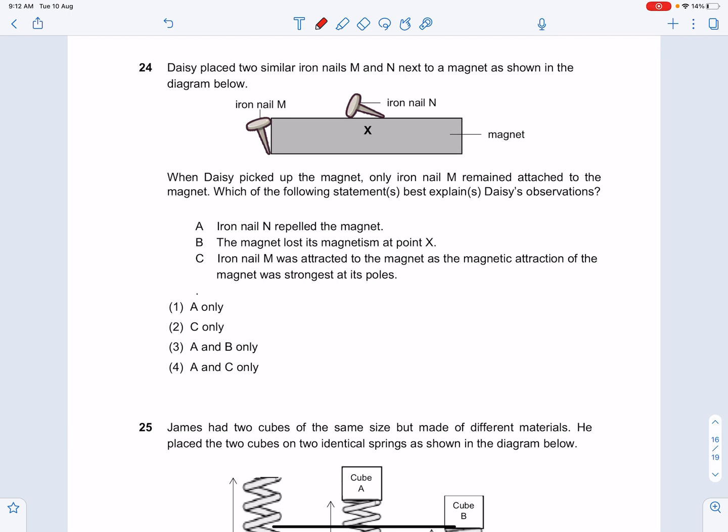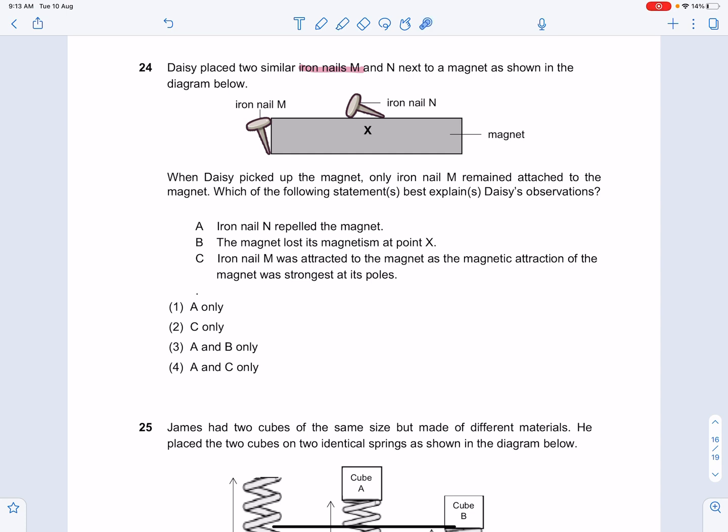4. Daisy placed 2 similar iron nails M and N next to a magnet as shown in the diagram. When Daisy picked up the magnet, only iron nail M remained attached to the magnet. Which of the following statements best explains Daisy's observation? Take a look at this question. First thing we have to decide is what are the magnetic materials. So we know that they are both magnetic materials because they are both iron nails. But they tell you that only M remains attached. So we know that these two are not magnets.